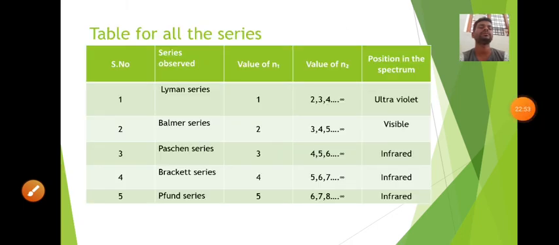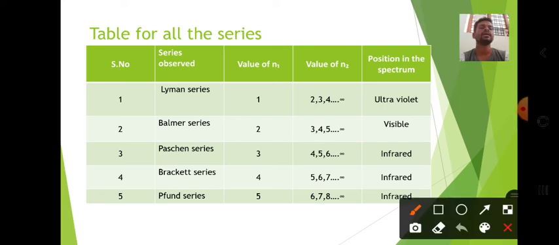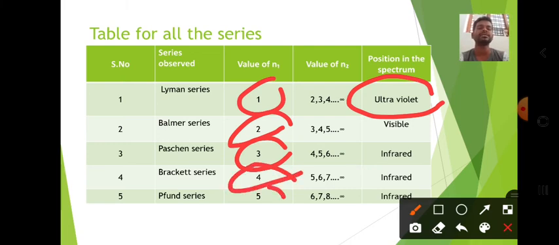And next, see this table. Just now I told you the Lyman series can be found in the ultraviolet region. If the n1 value is 1, that is the Lyman series. If n1 is 2, it is the Balmer series. If n1 is 3, that is the Paschen series. 4 is the Brackett series, 5 is the Pfund series, right?